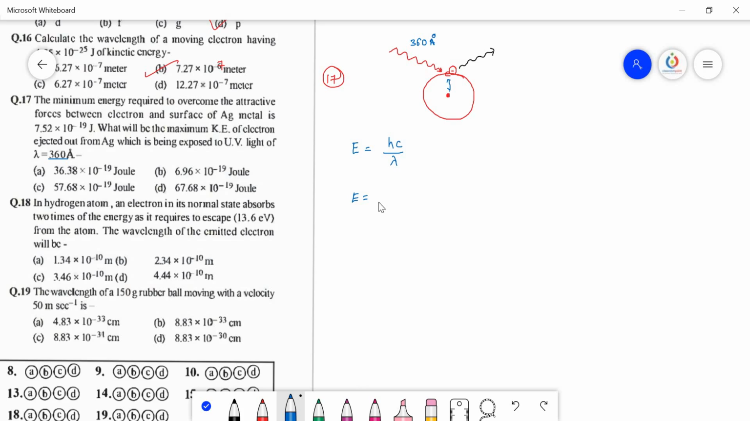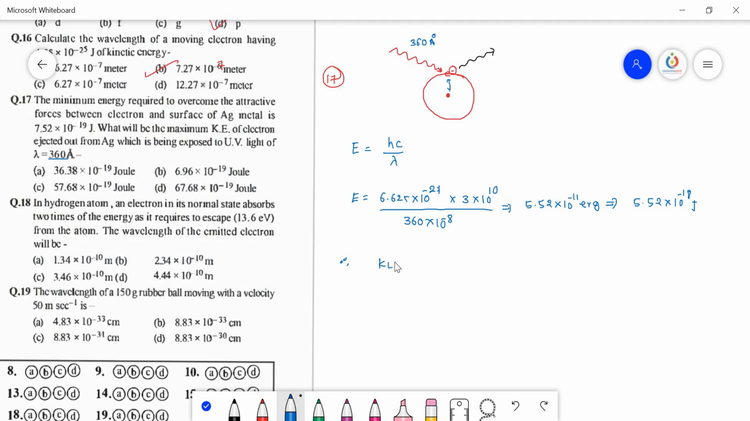H value is already given here, that is 6.625 into 10 power minus 27 into 3 into 10 power 10, divided by lambda value 360 into 10 power minus 8. So we shall get 5.52 into 10 power 11 ergs, and if you convert this into joules, then it will be 5.52 into 10 power minus 18 joules. So therefore the maximum kinetic energy means this much amount of energy falls on the electron.